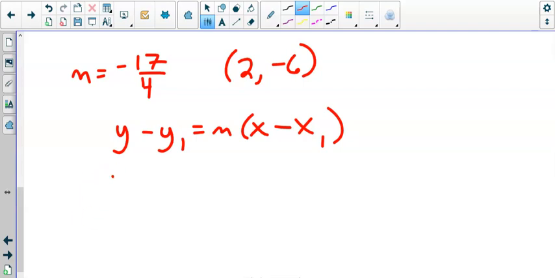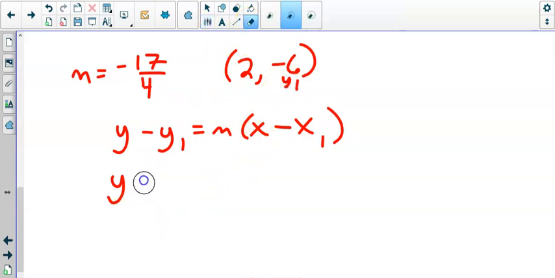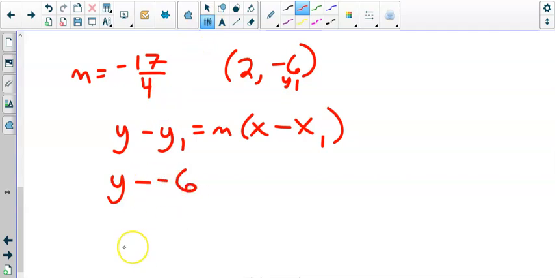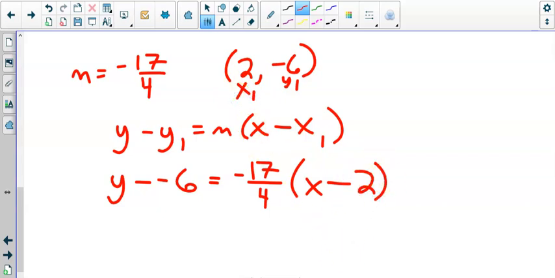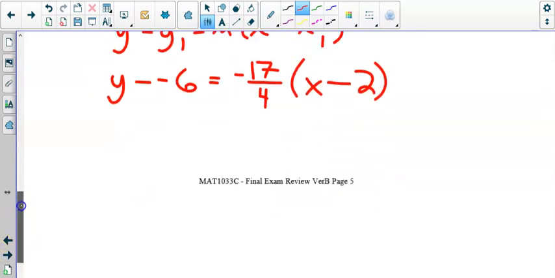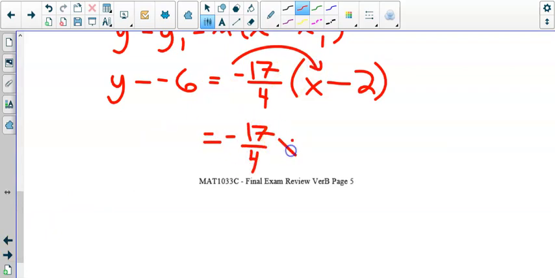So just to show you that real quick, y, our y1 was right there. Sorry, I don't know why I put equals. So that gives us minus a negative 6, because the minus from the formula, the negative from the number, equals negative 17 over 4 times x minus, here's our x1. So again, as I said, all you got to do is distribute through the parentheses. So there's your negative 17 over 4x that we had in our previous answer.